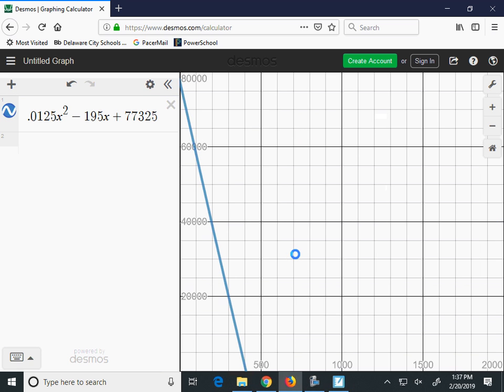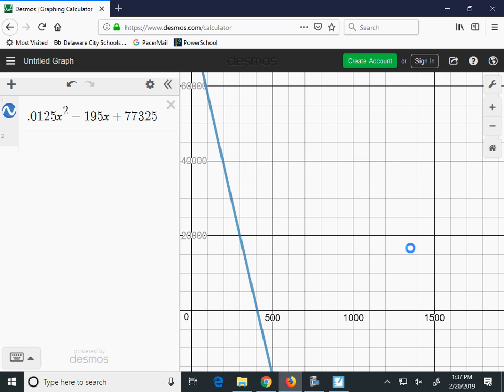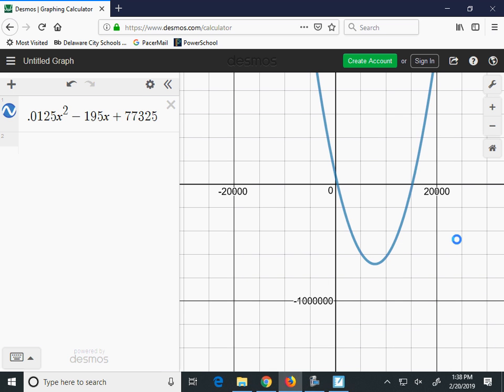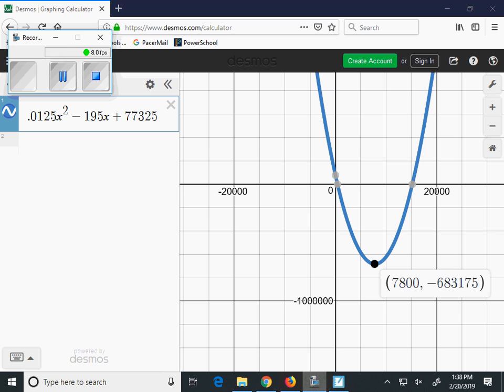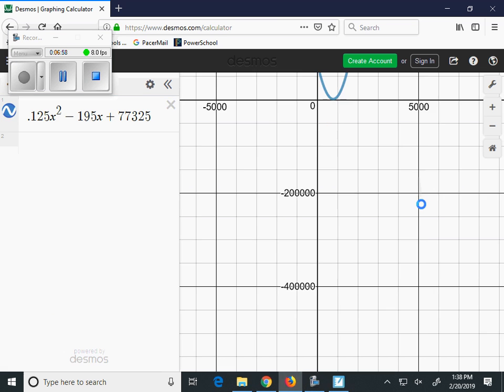All right, and I can see, oh, I think I typed something wrong. 0.0125. Nope, it looks good. Okay, so let's see. Let's just zoom out for a second here. There we go. There's my vertex that I found, which, I got it. I put an extra 0 in here. There we go. So let me zoom back in a little bit.